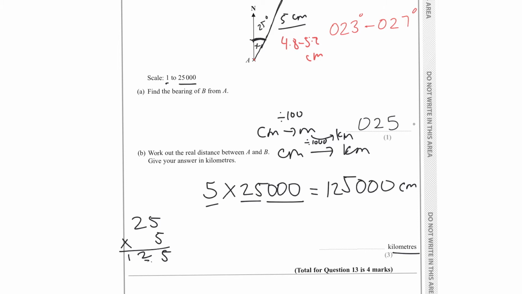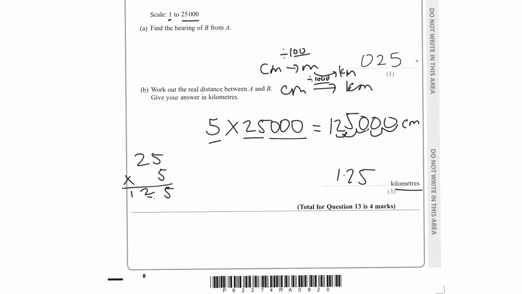If we divide by 100 first, we move back two decimal places because there are 2 zeros in 100. Then if we divide by 1,000, we move back 3 spaces. So 1, 2, 3, and we'd end up with 1.25 kilometers. This is very important because a lot of times people get the right answer but forget to convert into the units that they want. So please be aware.